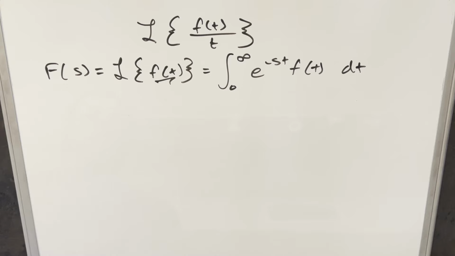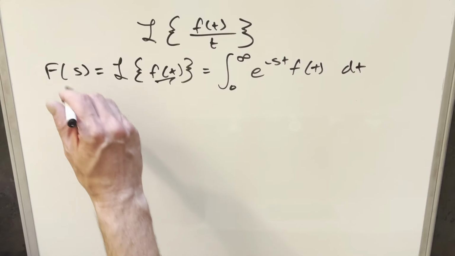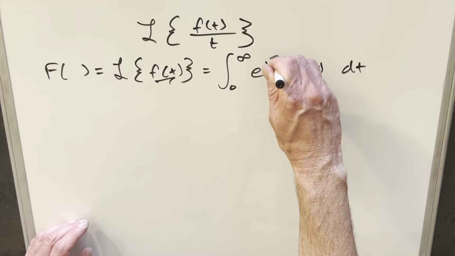But what I'm going to want to do with this is use a different variable, because eventually we want to get back to this as a function of s. So I want to use another variable. Let's just call this u. So we just need to change it here and here.